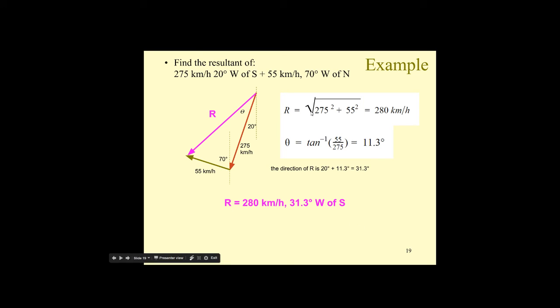Show your calculations for your magnitude. This is a minimum amount of showing. You don't have to show the square numbers. Just show what you're putting in your calculator. Show the angle that you're calculating and label where that's located. And then if you need to do this sort of thing, you can put a justification on how you went from 11.3 to 31.3. And then, of course, state your answer with the magnitude, units, and the angle with, of course, the reference in it.